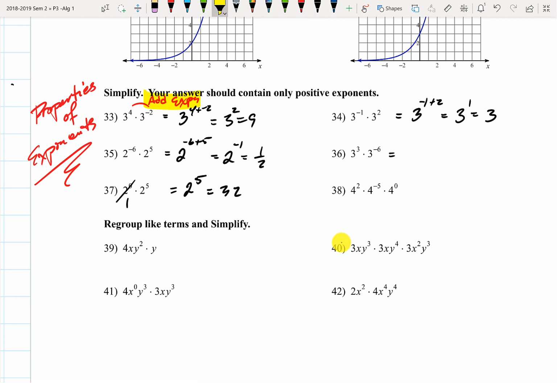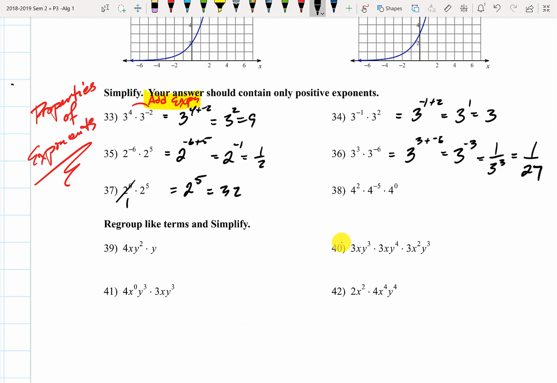You have to understand your properties. When you multiply like bases, you add your exponents. So this is 3 to the 3rd plus -6, so 3 to the -3 power, which is 1 over 3 cubed, or 1/27th. And you can do the next one.